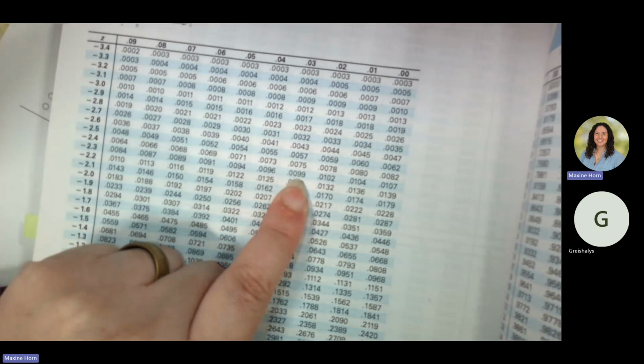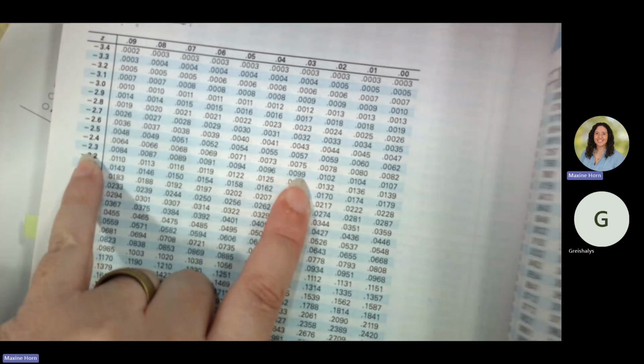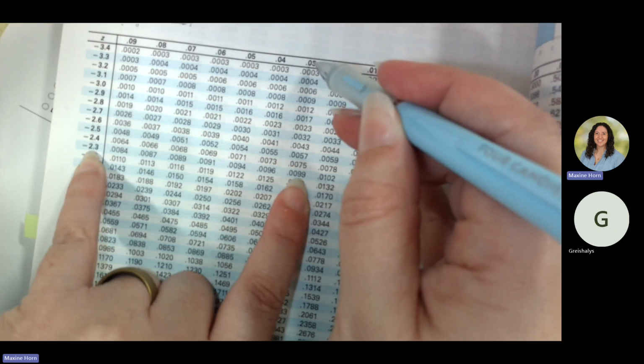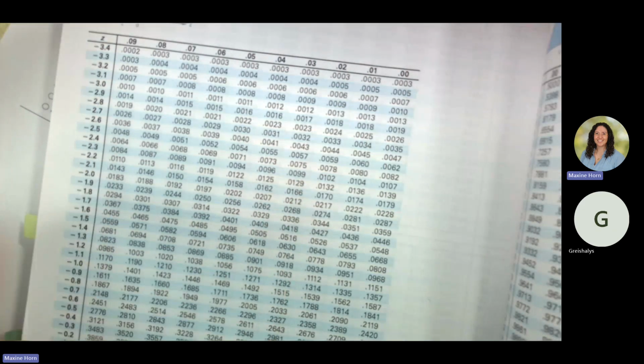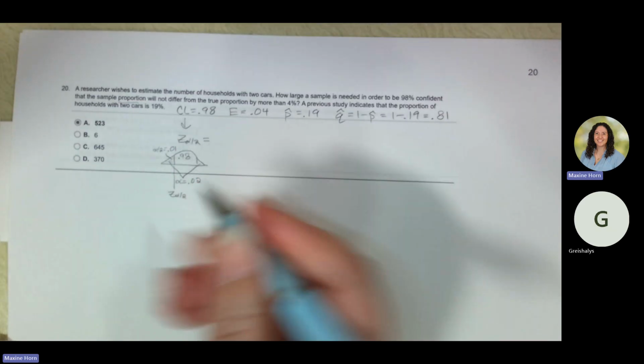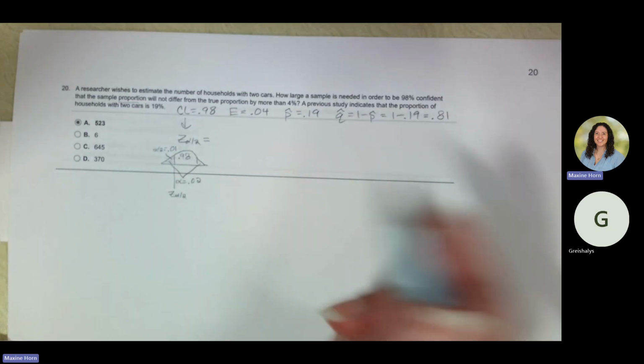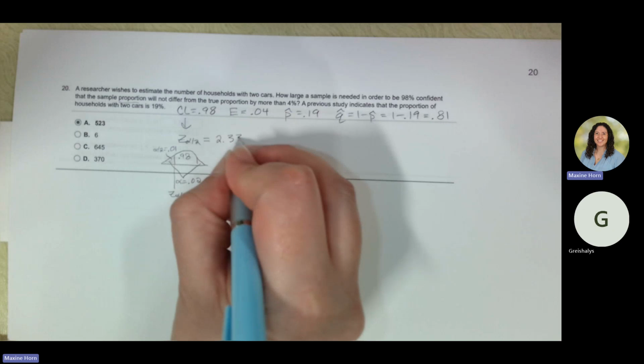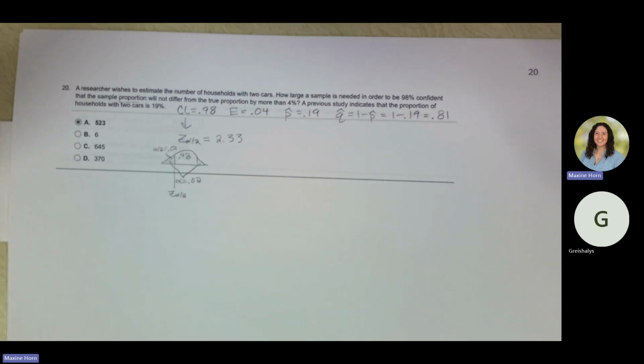We find 0.0099 is as close to 0.01 as we can get, and that corresponds to 2.33. Technically, it's negative 2.33, but we're going to be taking the positive of that because we always use the positive when we're doing our z alpha halves or t alpha halves. Well, really, only if you do the z alpha halves might you get a negative 2.33. Okay, so we found that, and now we're going to use the formula.